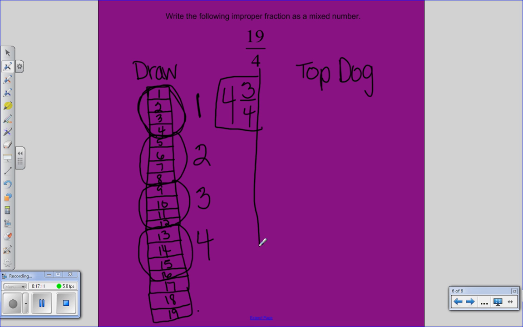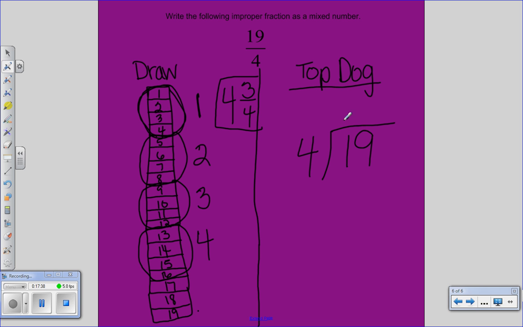Alright, if you don't like drawing it out and you like the top dog method, you can do that. Top dog in the house. Here's your house. Remember that fraction bar means divide. So put your top dog in the house, which is going to be 19. Your denominator is in control. He's knocking at the door, and you divide. 19 divided by 4. This fraction bar means divide. So another way you can read this is 19 divided by 4.